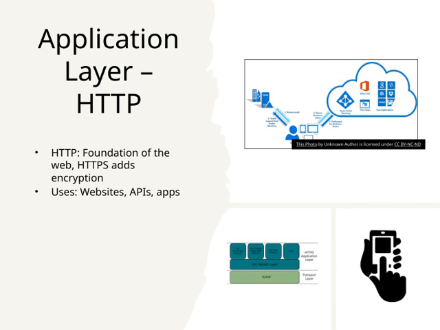When we add security through HTTPS, it's like putting a protective shield around that communication, making sure our data stays private and secure. HTTP is used in a variety of ways, primarily for websites, but also for APIs and apps that need to exchange data over the internet. Think of it as the language that browsers and servers speak to each other behind the scenes.